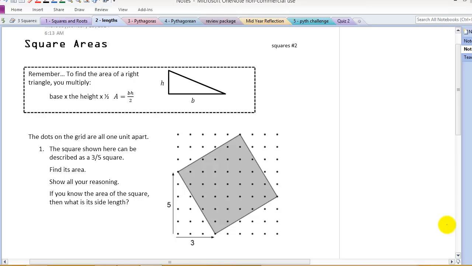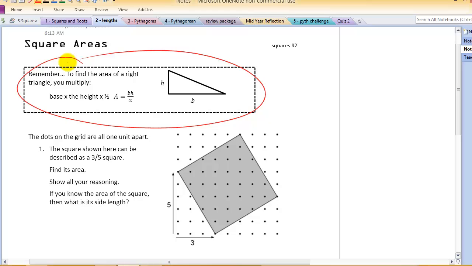Hi, I'm going to do a couple videos on squares and square roots and tilted squares, which eventually leads into the Pythagorean theorem. This first video is going to deal with just kind of having a little discussion on squares and things. One thing to consider before we get started is just a reminder of how to calculate the area of a triangle.